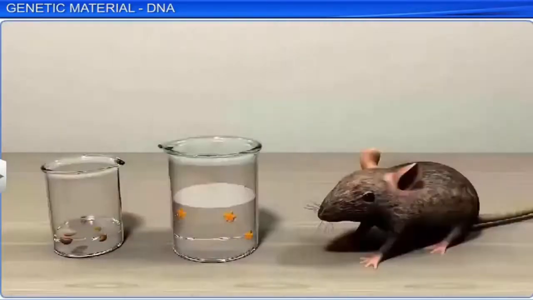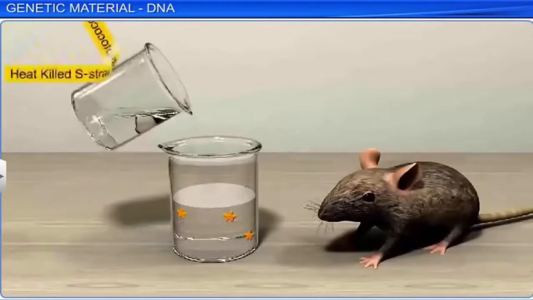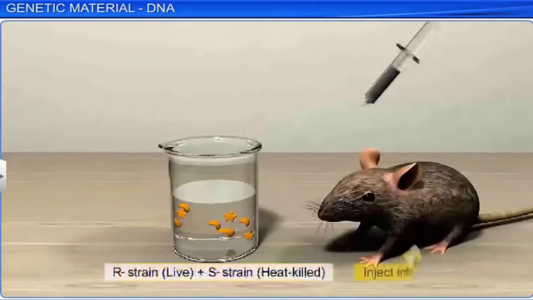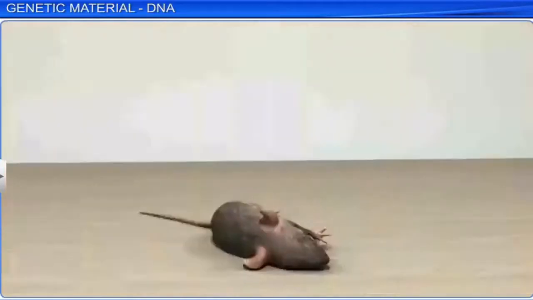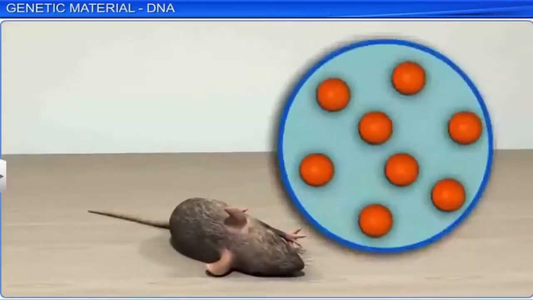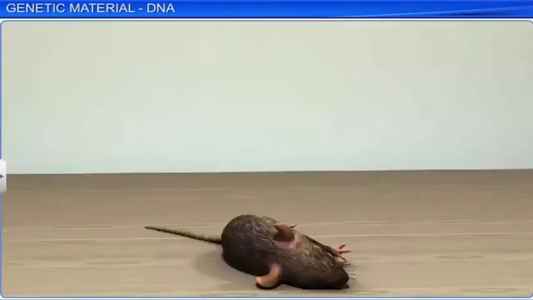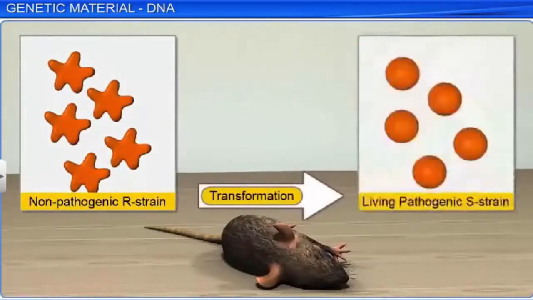During his experiments, Griffith realized that when heat-killed S-strain cells were mixed with R-strain living bacteria, and this mixture was injected into healthy mice, they died of pneumonia. Thereafter, when the bacteria were isolated from dead mice, they were found to be of the living S-strain type. This proved that the R-strain bacteria had transformed to the living S-strain. Yet for a long time, due to lack of conclusive proof, proteins were believed to have caused this transformation.